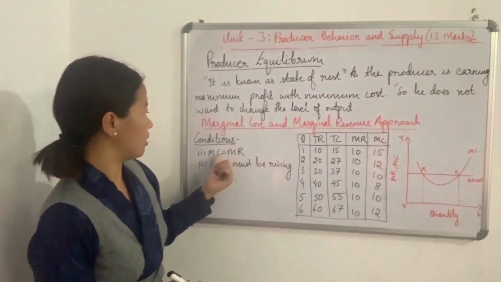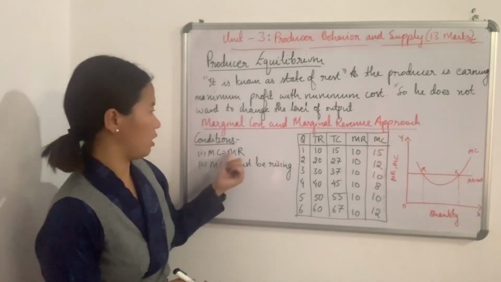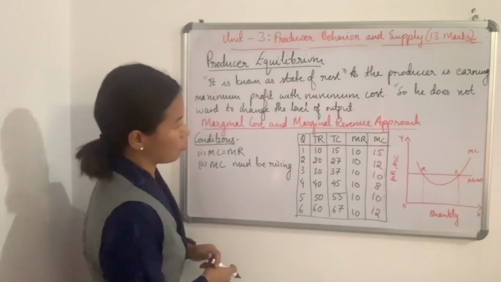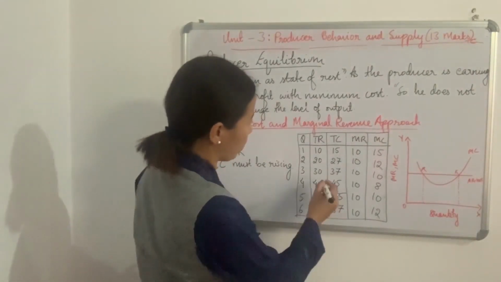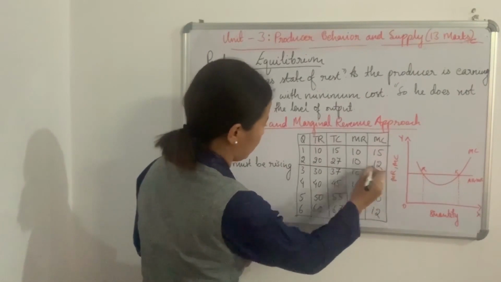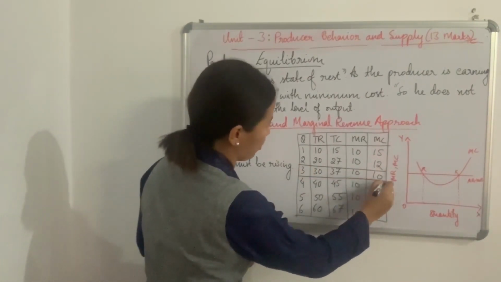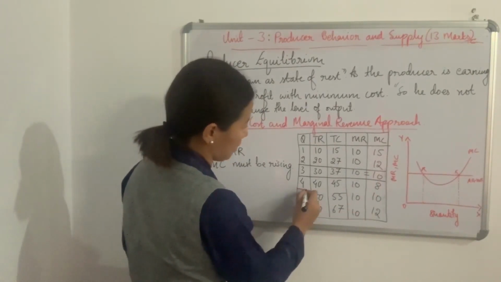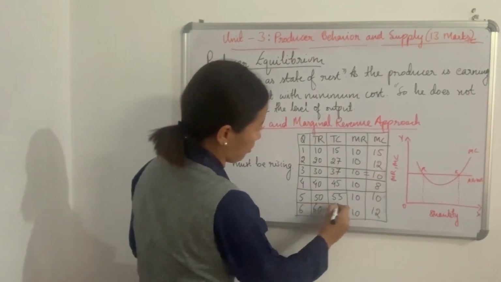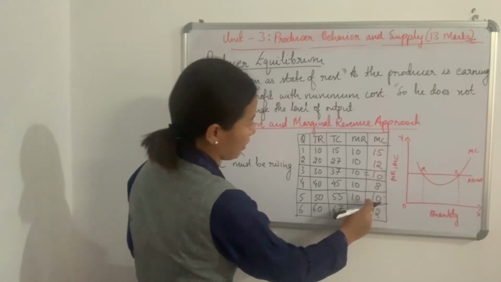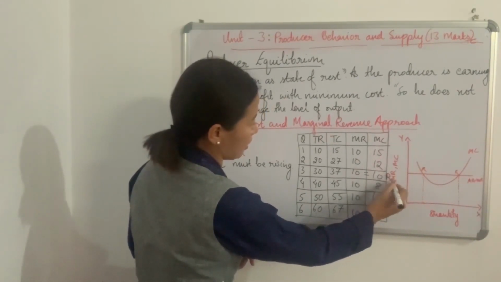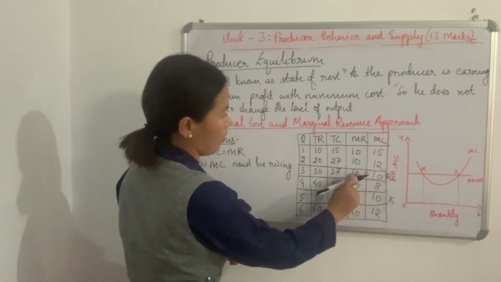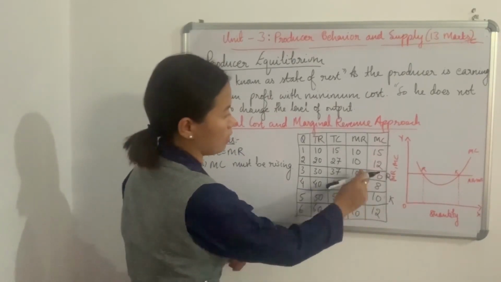So let's find out the first condition, where marginal cost is equal to marginal revenue. In this schedule, there are two levels at which MC equals MR: at the 3rd unit of output, and also at the 5th unit of output. Let's name these R and K. At points R and K, marginal revenue and marginal cost are similar.